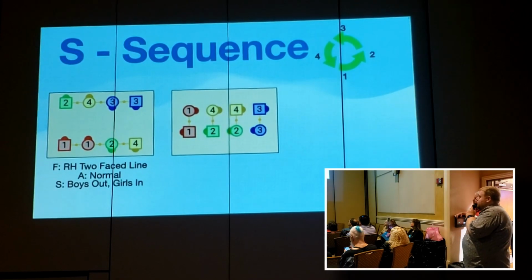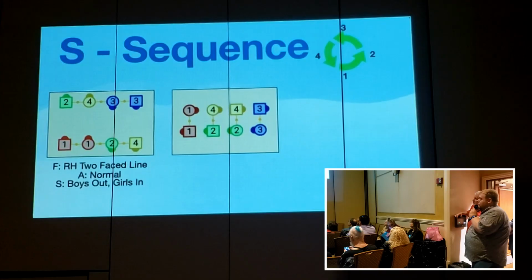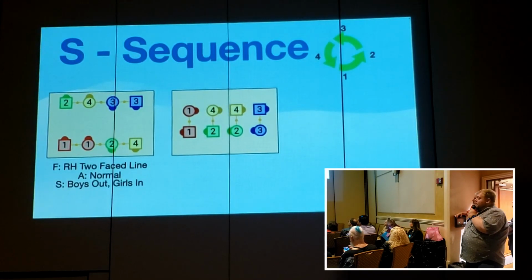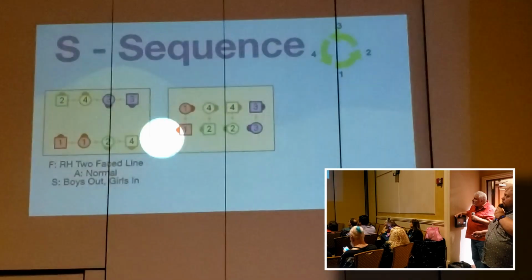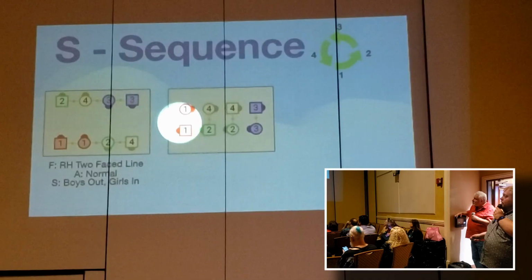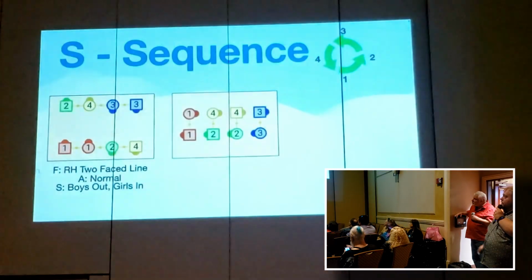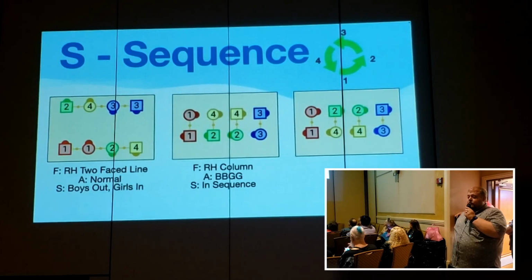Last couple here. Formation. Right-handed column. Arrangement. Very good. Boy, boy, girl, girl. Sequence. Even when they're close to each other, we still go this direction. 1, 2, 3, 4. 1, 2. Very good. Last one here.